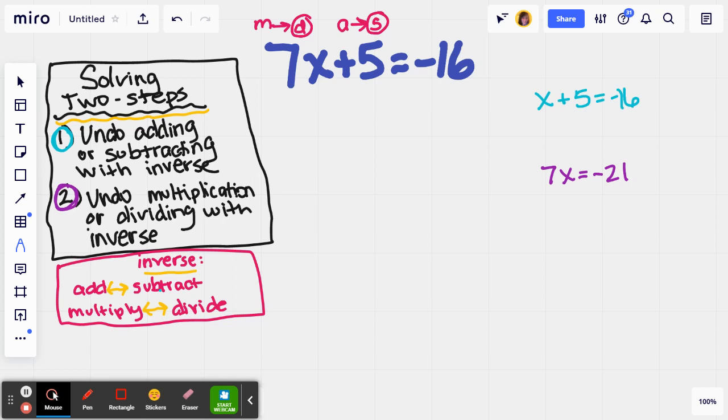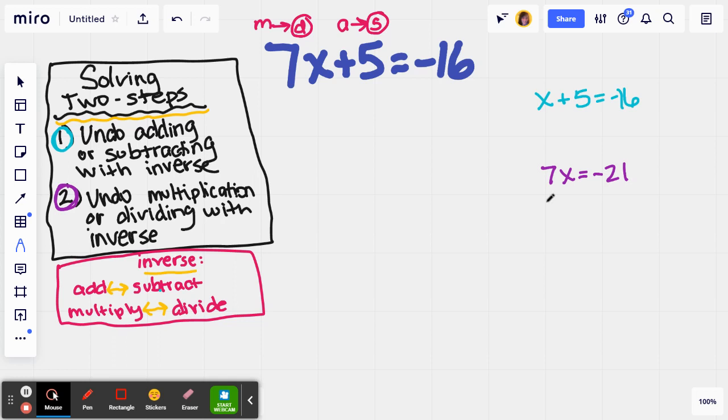So I've divided this problem that I have here up into two little one steps. Now I know that the main equation up here says 7x, but just to simplify it, I put an x here. And then I put 7x equals negative 21. Because really, if you can solve these two problems, you can solve this problem.